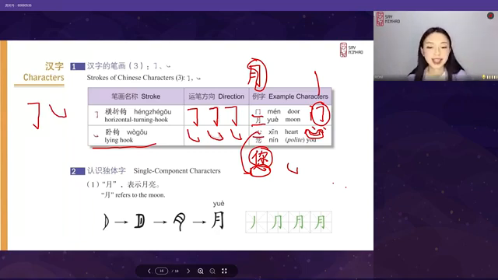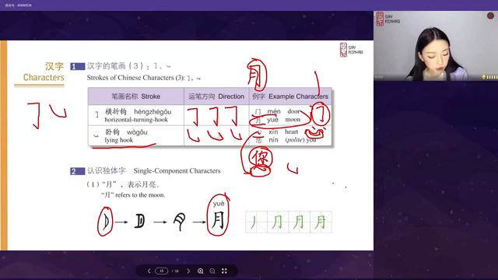So let's see the single component characters of today. First one, 月, we just saw it here, which means moon or month. It actually originally looked like this, just like the moon in the sky. Today, in modern Chinese, we write it like this. Now let's see how to write it. First, it is a left turning, 撇, and then a horizontal turning hook, and then a horizontal short one, and then another short one.